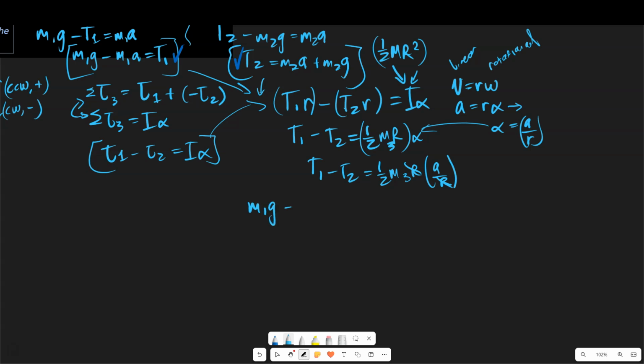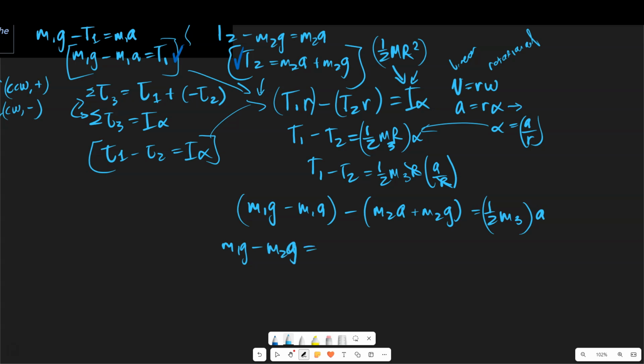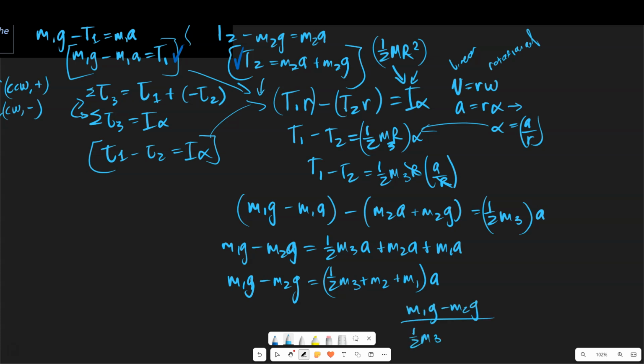So here, let me write this out. Okay, and so notice we do have some terms with acceleration and some terms without it. Let's pull our terms with acceleration to the right. Okay, very good. And so now at this point, let's factor out our acceleration. Okay, and I'm running out of room, so I'm going to write this over here. And so that's going to be our acceleration.